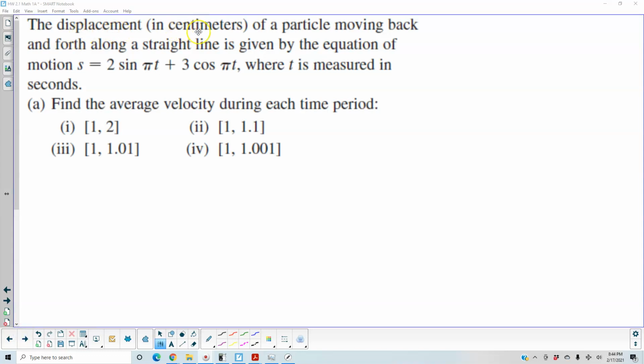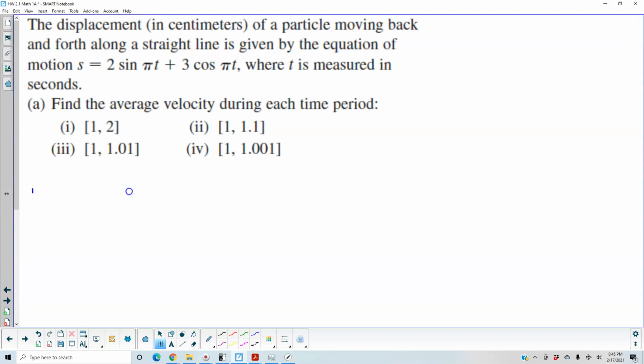Okay, the displacement in centimeters of a particle moving back and forth along a straight line is given by the equation of motion where s is equal to the sine of pi t plus 3 times the cosine of pi t, where t is measured in seconds.